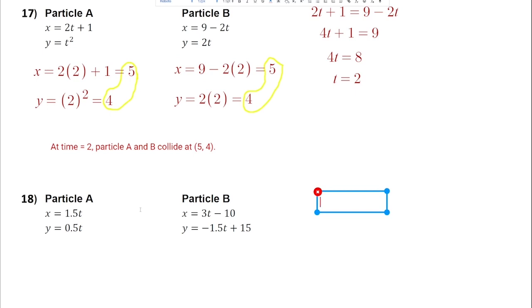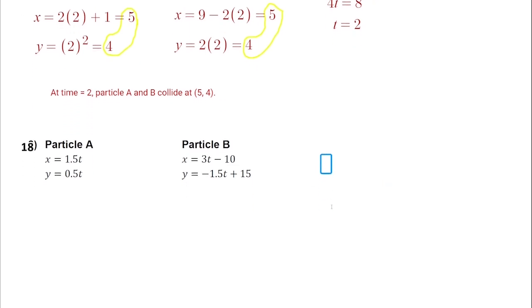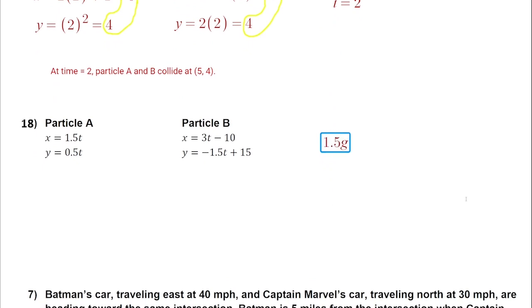So with number 6, it doesn't really look like there's a huge difference. I'm just going to go with the x's again. You can solve for the y's, that's fine, but I'm going to go with the x's on this one. So we've got 1.5t equals 3t minus 10. Either way, you would end up with a linear equation, so it's not like one's going to necessarily be easier than the other. I'm going to subtract 3t from both sides here.